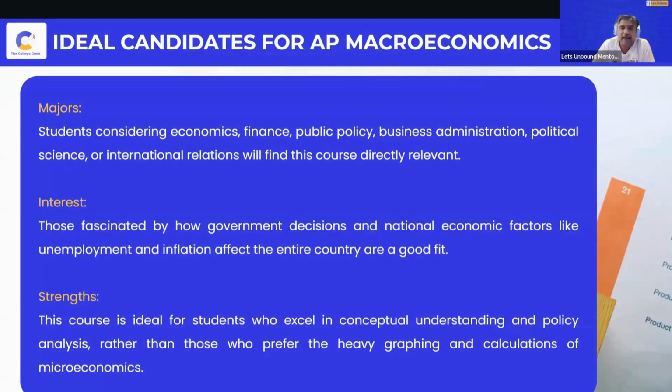Okay. Then if I talk about the strengths, this course is ideal for students who excel in conceptual understanding and policy analysis rather than those who prefer heavy graphing and calculations, which are very much a part of the AP Microeconomics syllabus. So here the mathematics portion is not as heavy as the AP Microeconomics part, but a basic conceptual understanding, as I have mentioned previously as well, regarding the different graphs and interpreting the graphs, policy analysis, okay, all of that would be very helpful when you pursue this particular course.